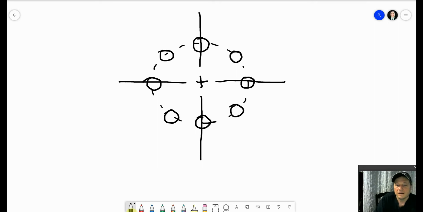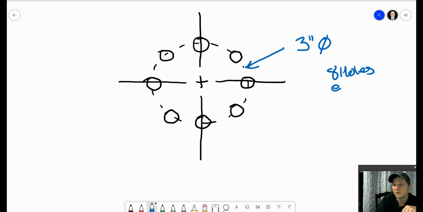Okay. All right. So in this type of situation, we'll be given some information. We'll be given the size of the bolt hole circle. So let's say that it's 3 inches in diameter. That's this dotted line. That's the bolt hole circle. We'll also be given some information like, what do we have? 1, 2, 3, 4, 5, 6, 7, 8. So 8 holes equally spaced.